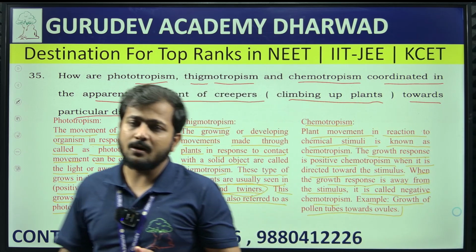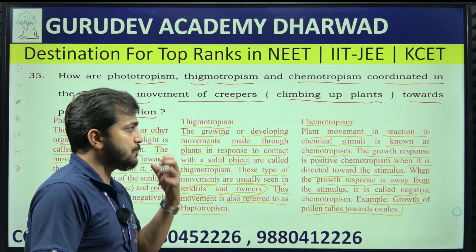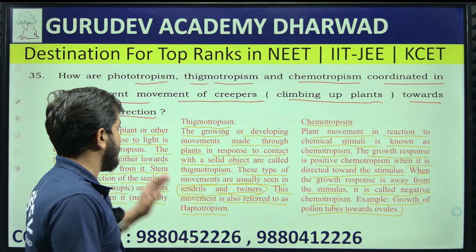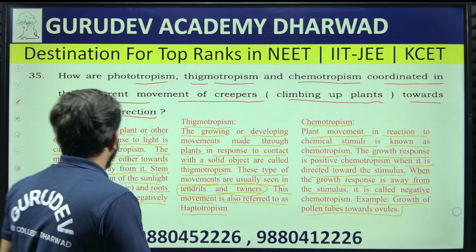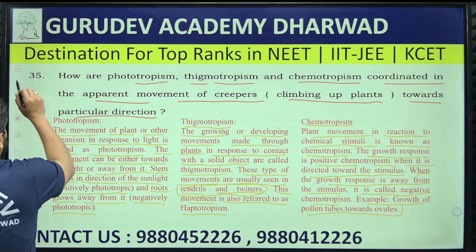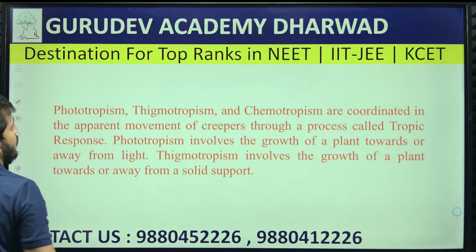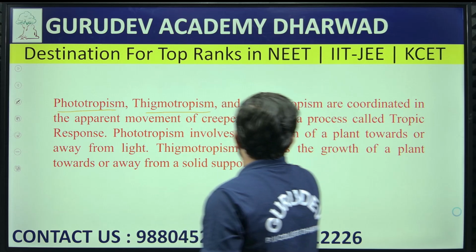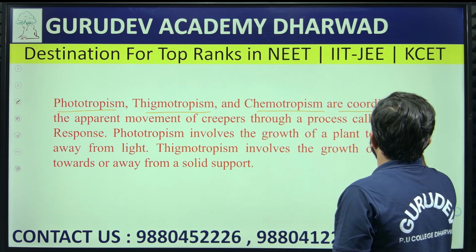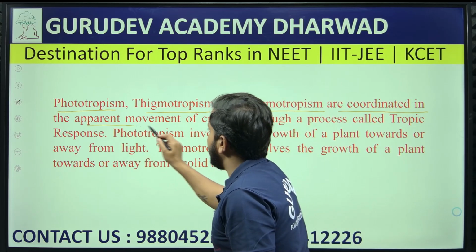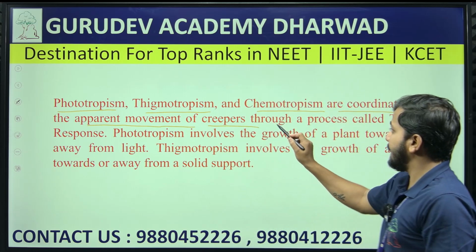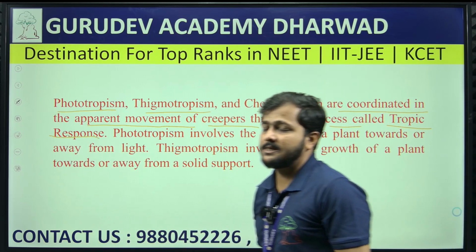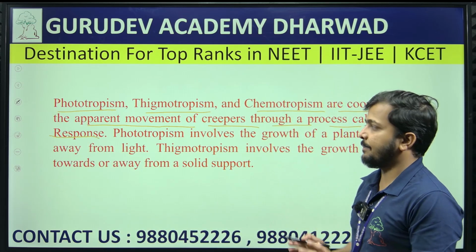Some of the responses are brought about by chemical-based stimuli in the plant. So overall, all these things are included in this creeper. Phototropism, thigmotropism and chemotropism are coordinated in the apparent movement of this creeper through a process called the tropic response. This is what we call the tropic response.